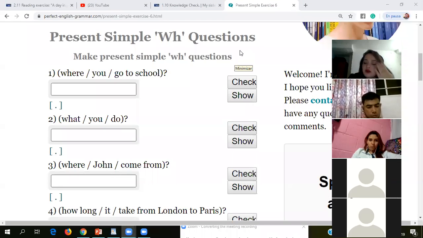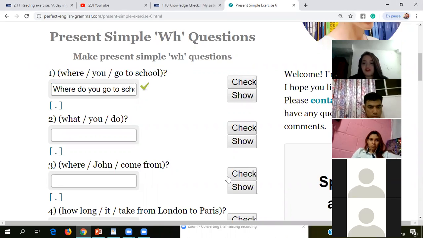All right, number one. What do you think, Jamilet? Where do you go to school? Let's check. Yes, it is correct. You have to follow the structure, right? Very good. Jose Gutierrez, number two.